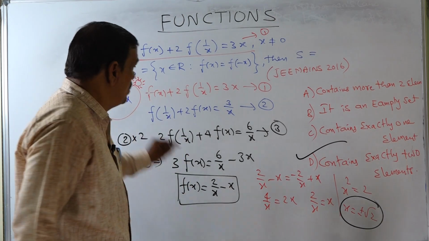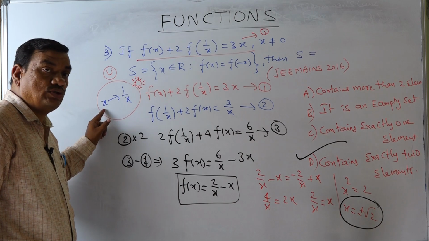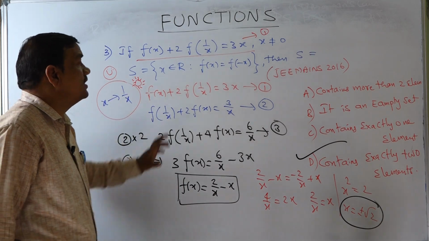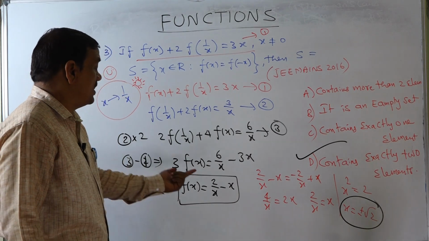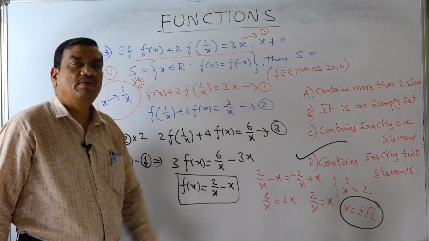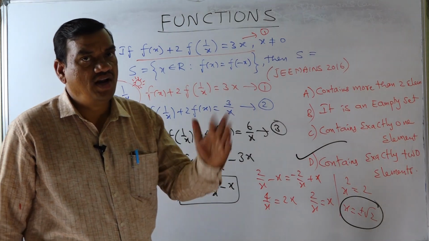The only thing is you have to get an idea that x should be replaced with 1 by x, so that 1 by x will be cancelled. You will get f of x. After that, everybody can do. Okay, now I hope that you understand this solution. So let us go for the next problem.